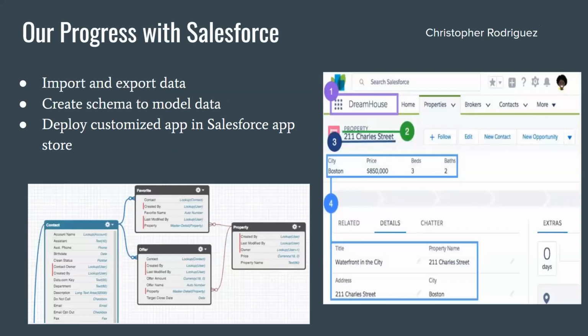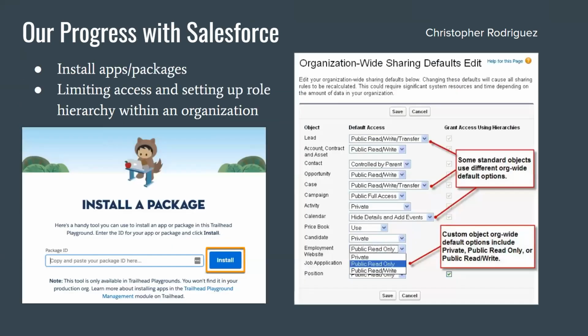With our initial project, we used Trailhead to learn about Salesforce. And through Salesforce, we learned how to import and export files into our applications, create schemas to model that data, and later deploy customized apps from the Salesforce App Store. Next. Since Salesforce is based on a shared cloud platform, it allows us to install applications or packages other users have created and deploy them into our own application. Within our own application, we learned how to limit access to users by creating a hierarchy in our own organization to help prevent clients from viewing or editing unnecessary data.